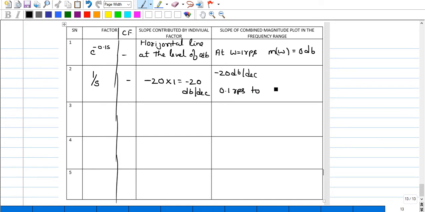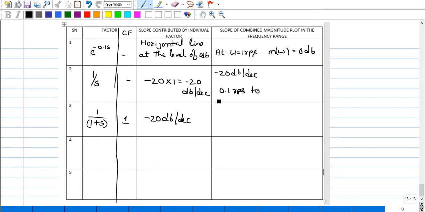So how do we identify the next corner frequency? Let us consider the next factor, 1 by 1 plus s. For this particular factor, the corner frequency formula is 1 by t. When you substitute t as 1, the corner frequency will be 1 rps, and again this factor will yield minus 20 dB per decade. Sorry, the formula is not 20 into n; directly you can substitute minus 20.